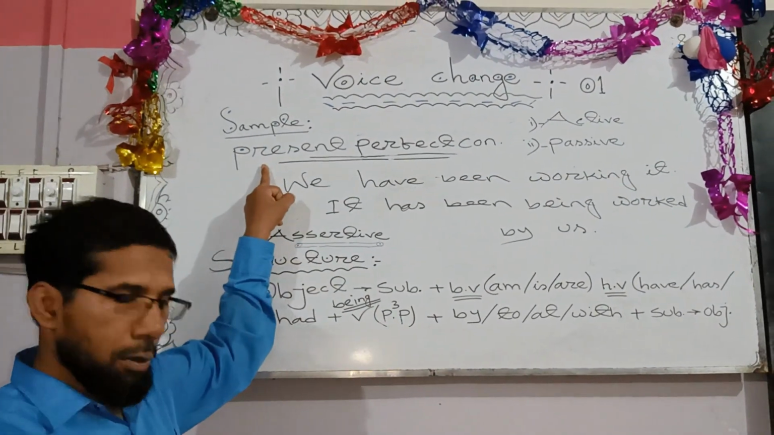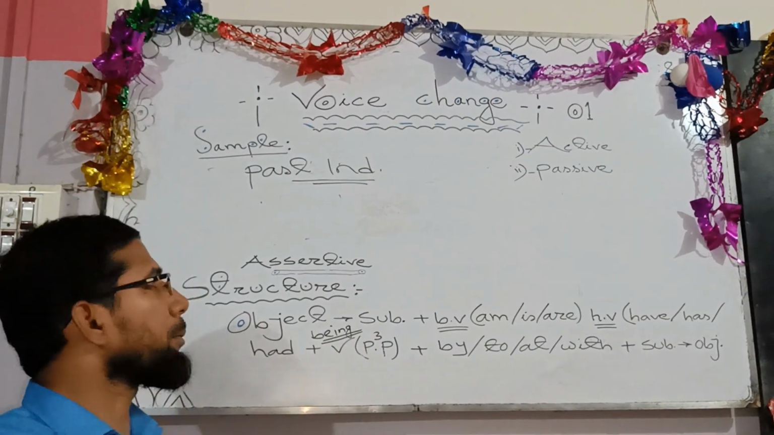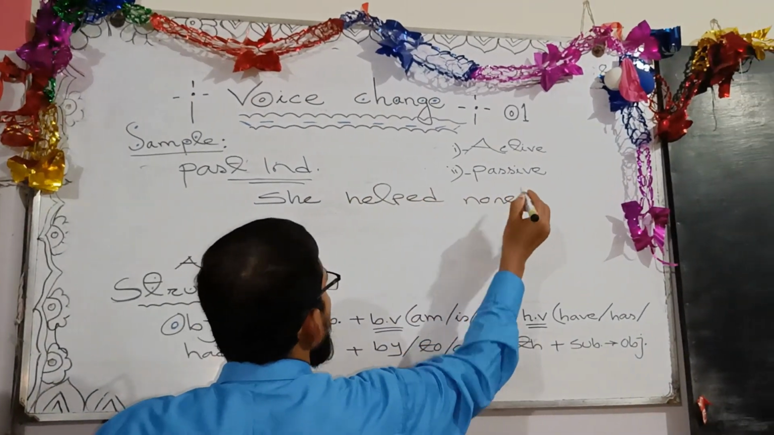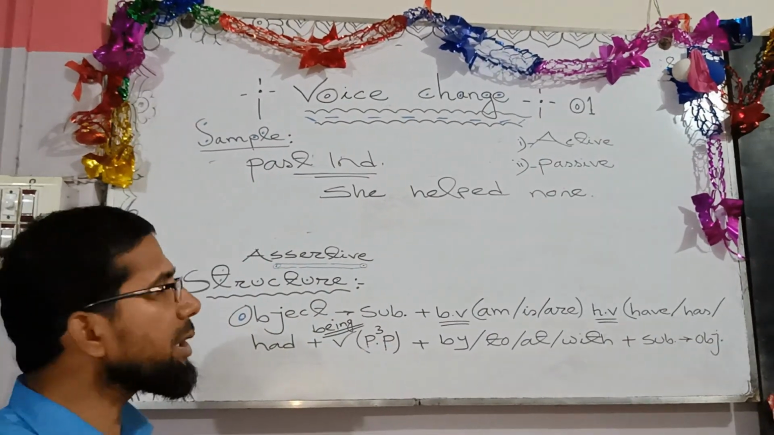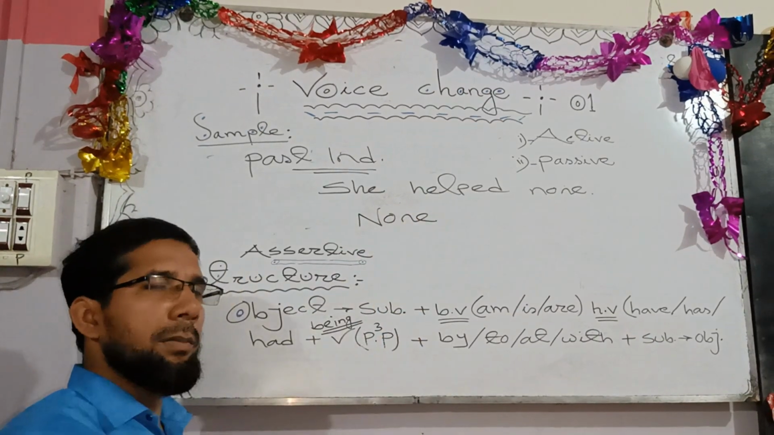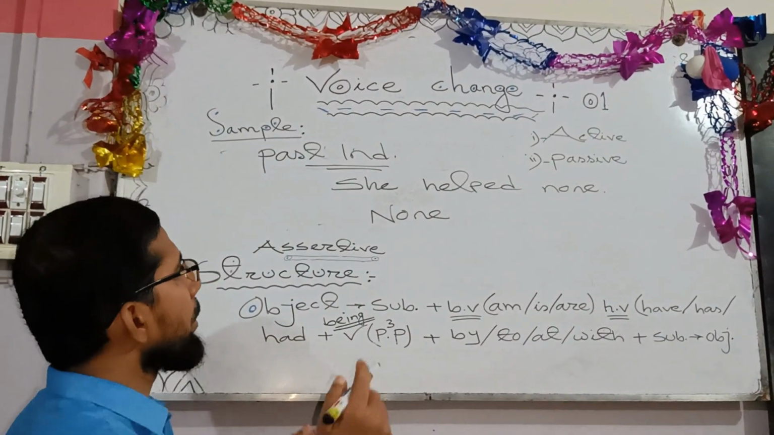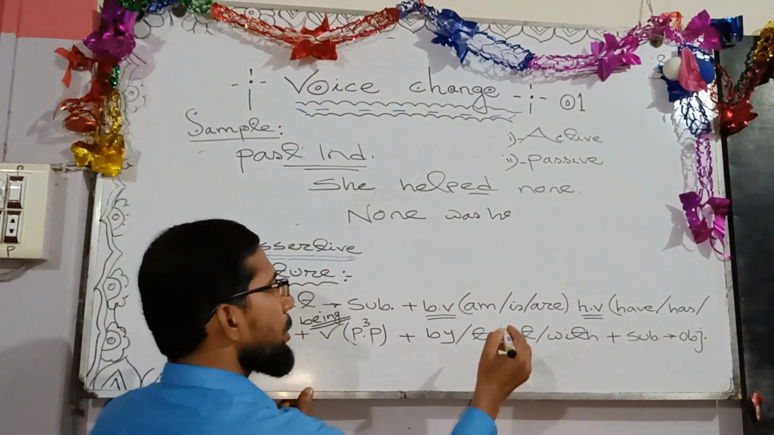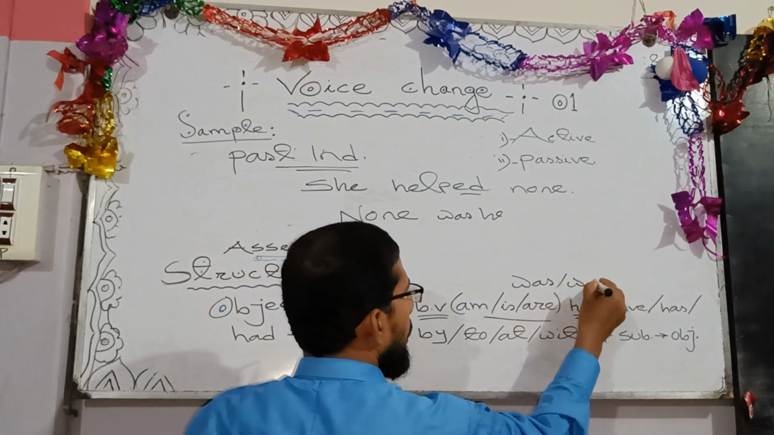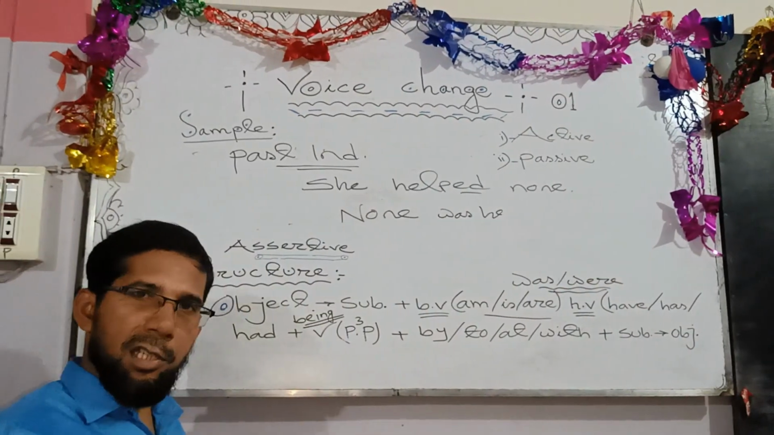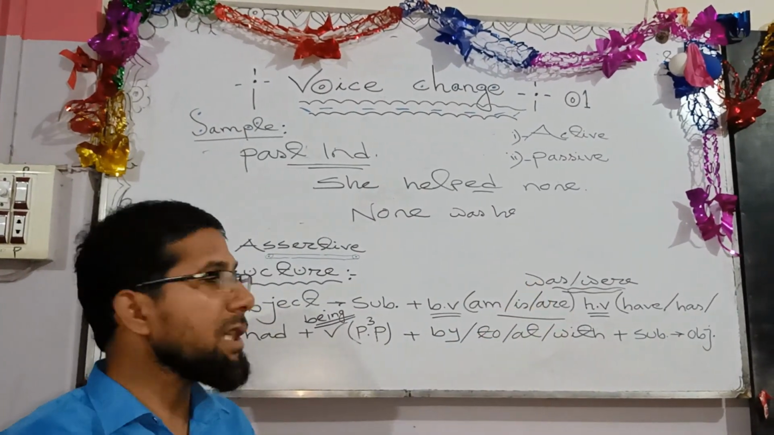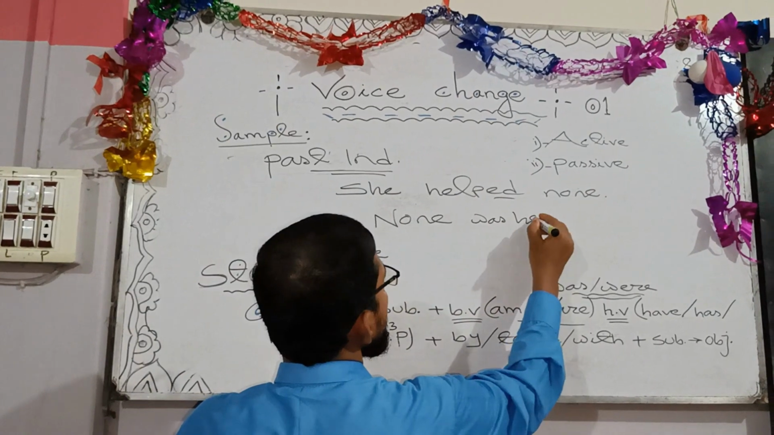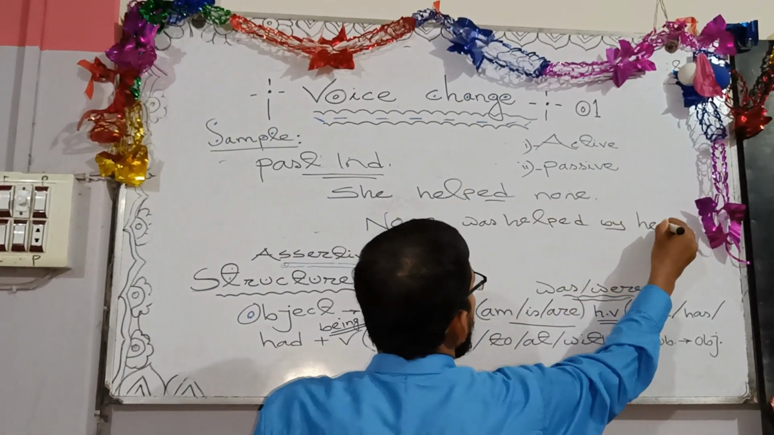Now I have discussed past tense. The structural method says that after subject there will be verb two, right? She helped none. Here none is your object. Words like none, everything, something, nothing always refer to singular, that's why we will write is. The verb will be past participle, but since it is past tense, the auxiliary will be was or were. For past tense indefinite you need auxiliary verbs: was or were for past, am, is, are for present, and have, has for perfect tense. Clear? Next: None was helped by she, her. Clear.